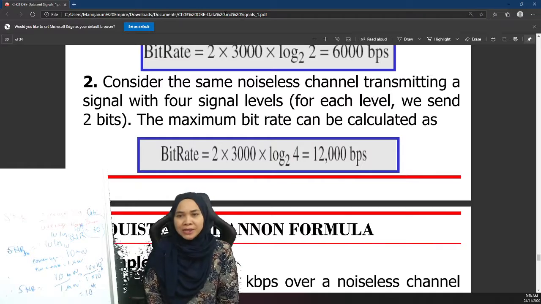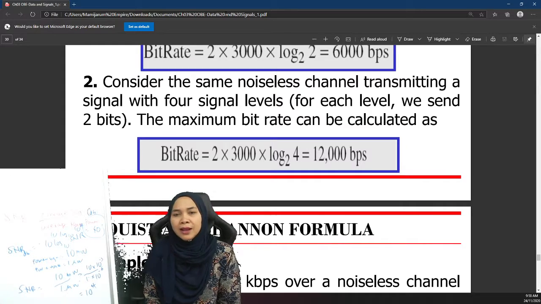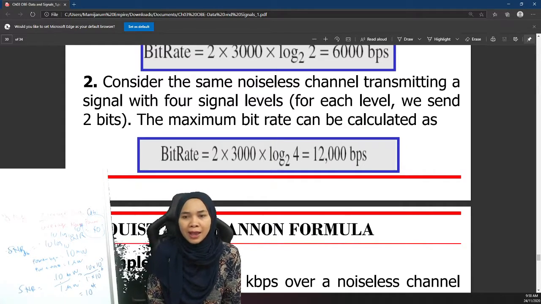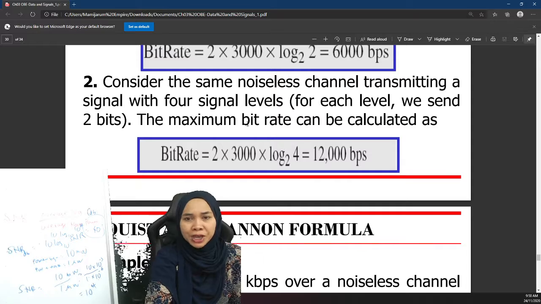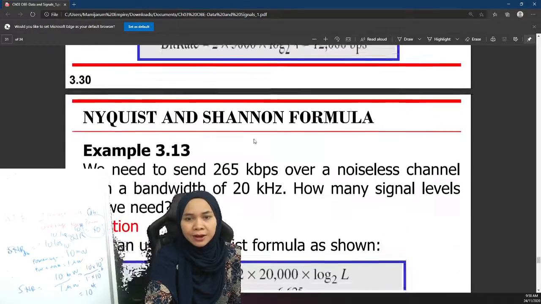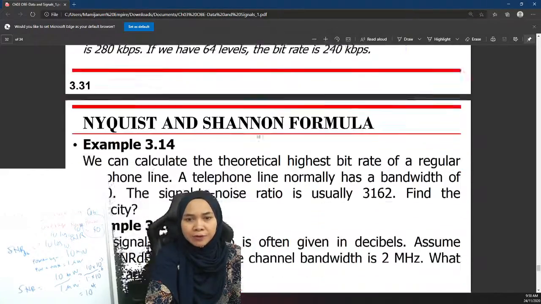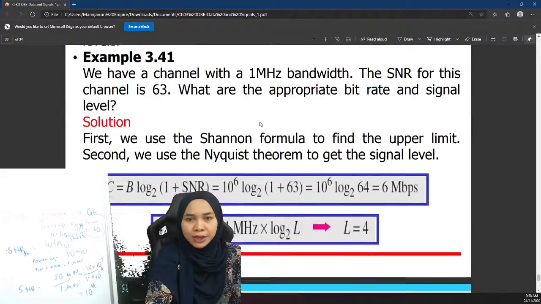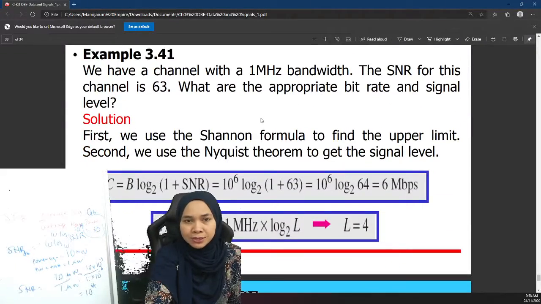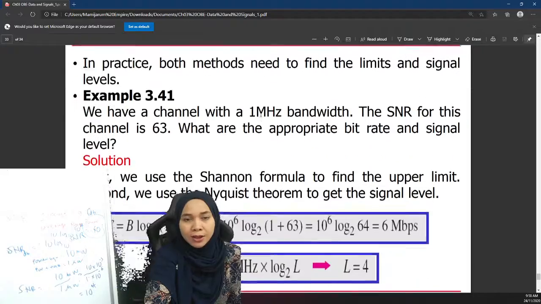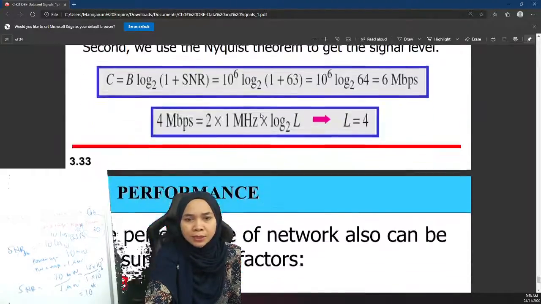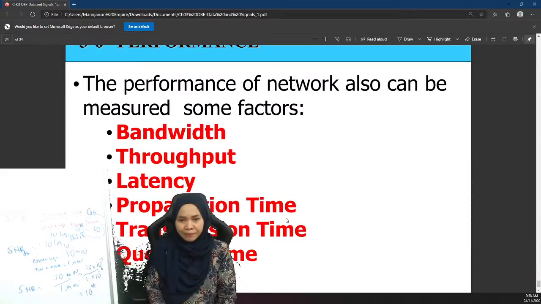Alright, this one adalah for noiseless channel. This is formula dia. Bit rate equal to 2 times bandwidth darab dengan log 2L. Alright, sorry, this one for Nyquist again, because this one adalah noiseless channel. Alright, so this is Nyquist formula. Okay, so Shannon you tengok sendiri, tapi saya rasa tak masuk dalam kita punya syllabus. Alright, so okay, tak ada apa. Alright, this is all about the performance.